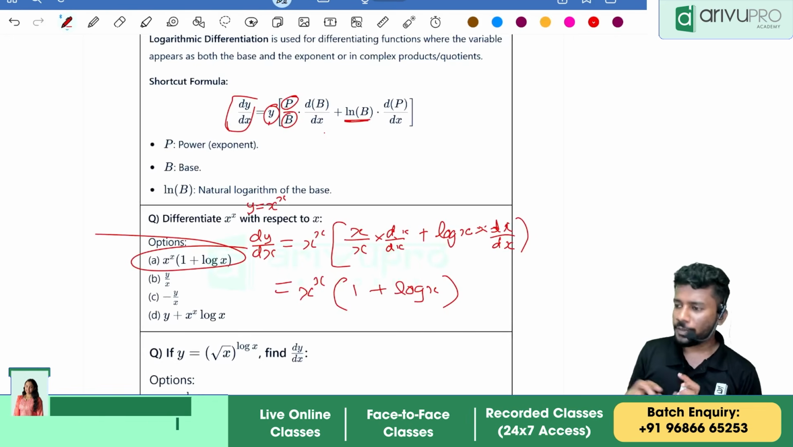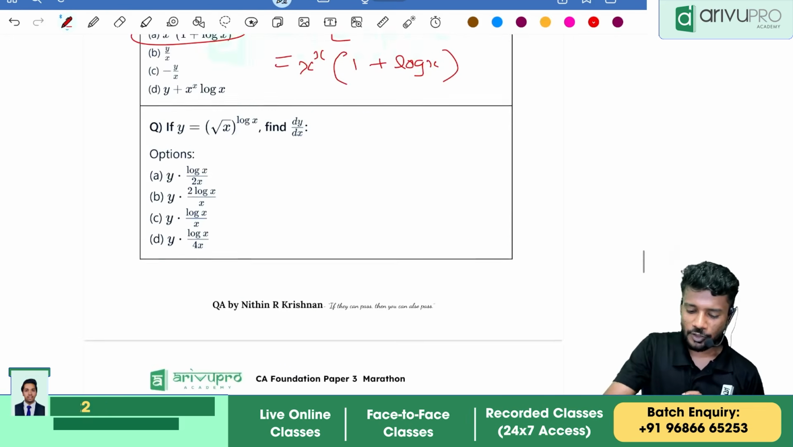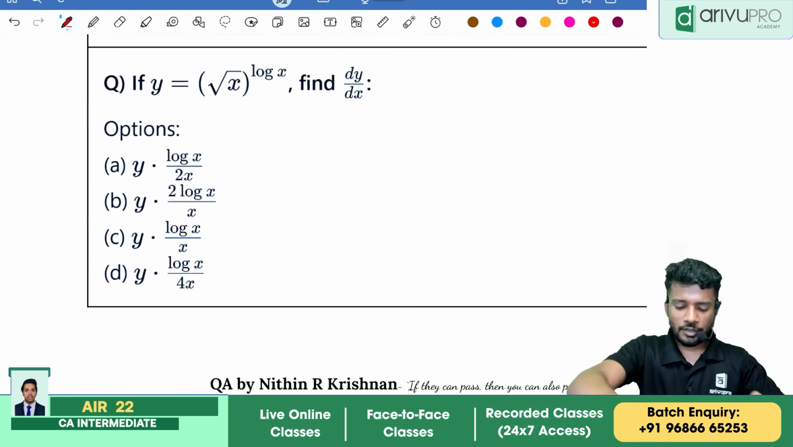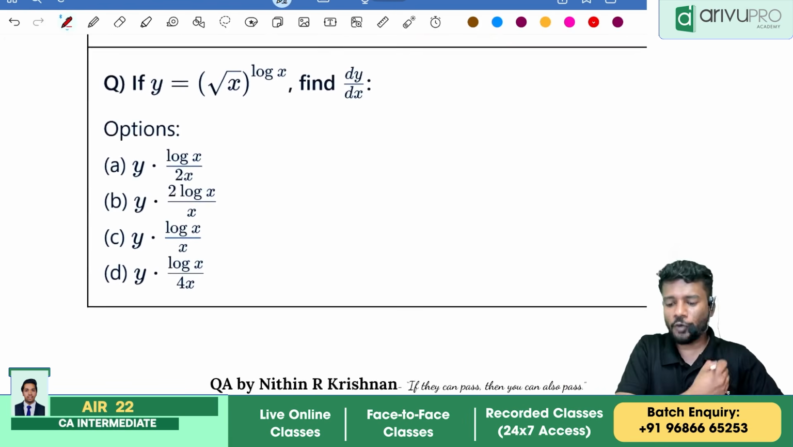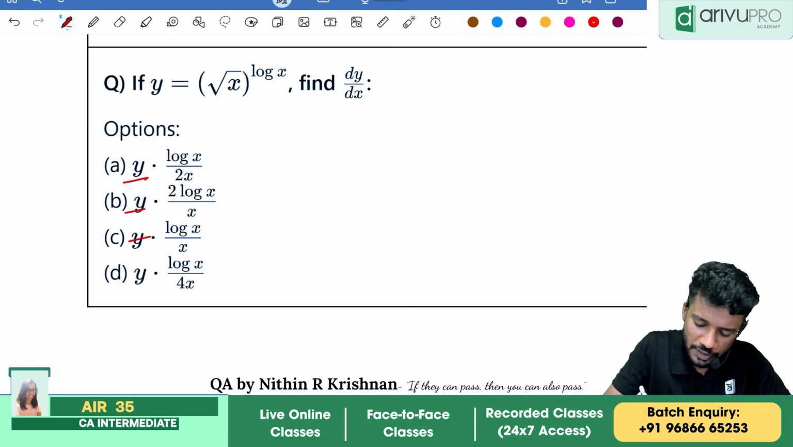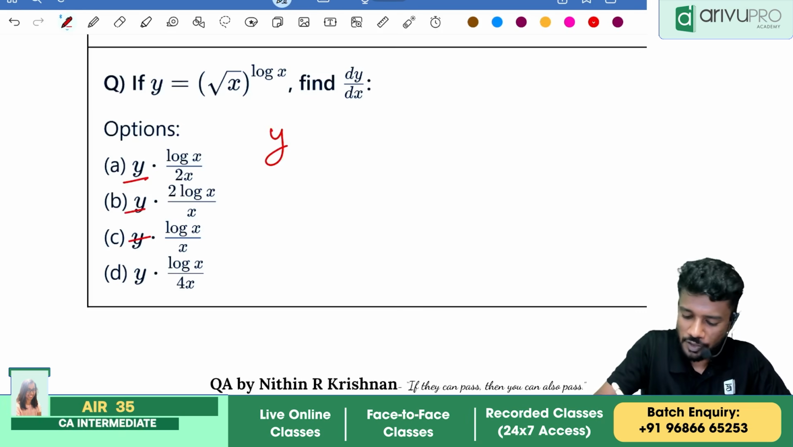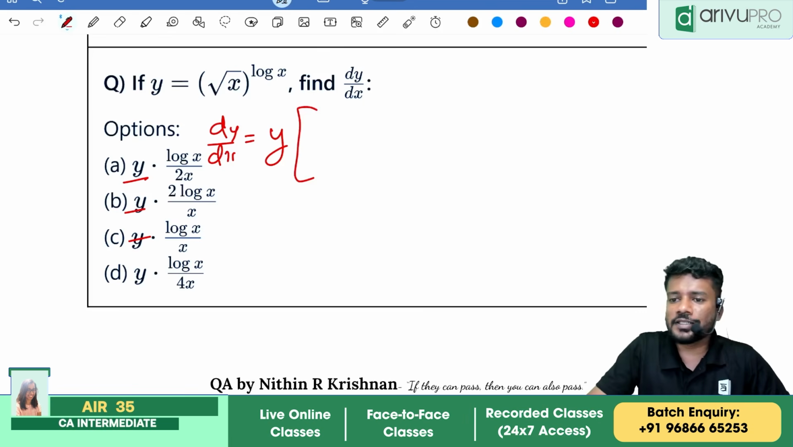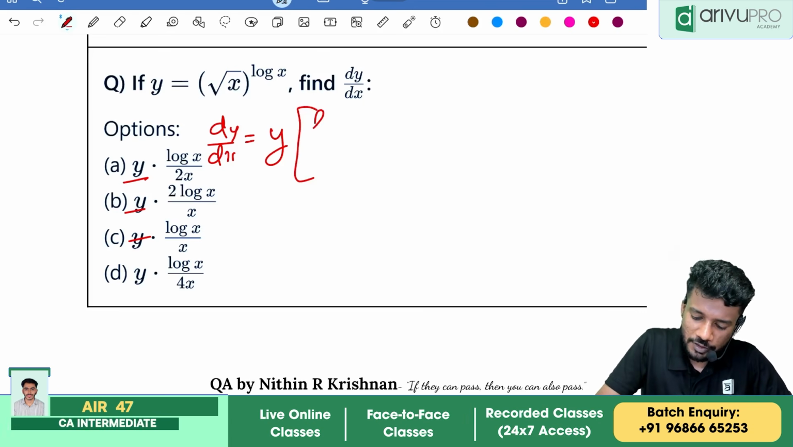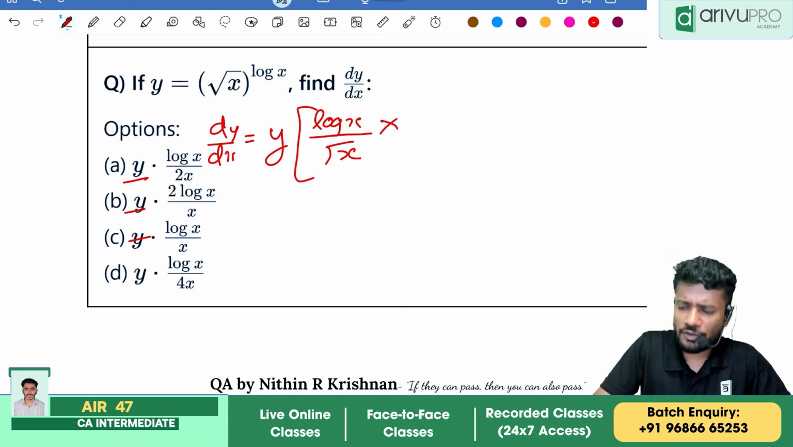Can we solve one complicated question? Yes. Look at this question. We need to find dy by dx. What is the method? First, we will write whatever y value is given. Anyway, every option it is y, so I will write y itself. Y into dy by dx is equal to y into, what is it? Power by base. Power is how much? Log x by root x into derivative of what?